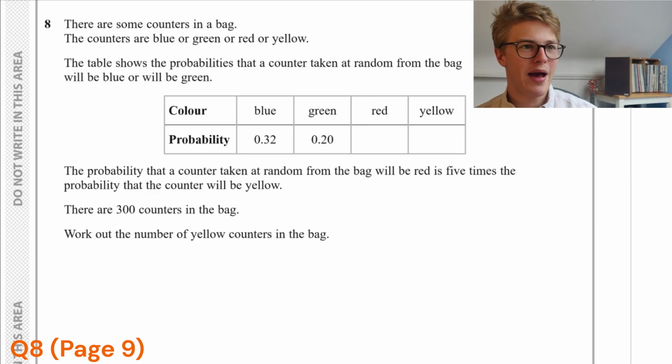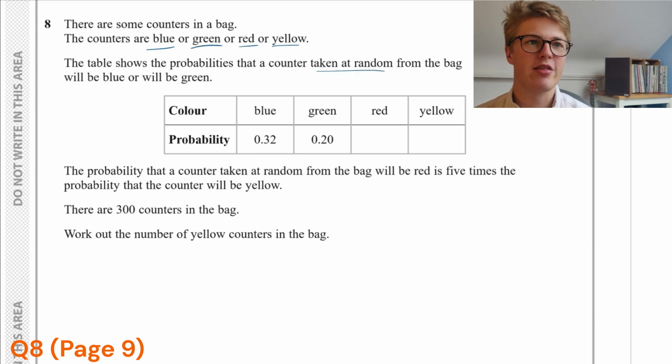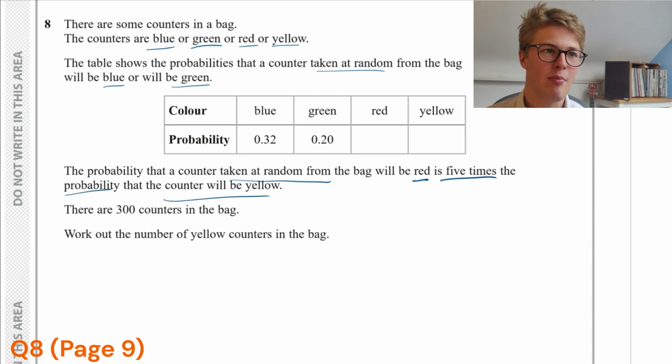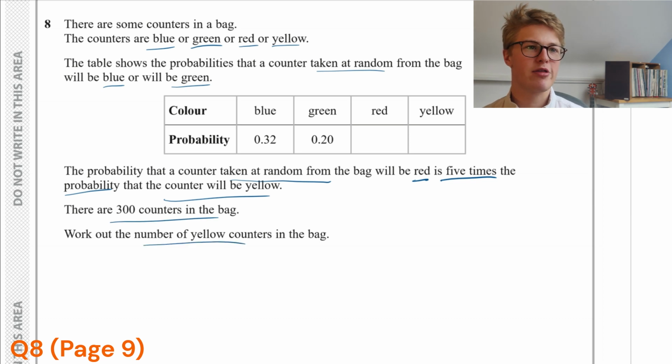There are some counters in a bag. The counters are blue or green or red or yellow. The table shows the probabilities that a counter taken at random from the bag will be blue or will be green. The probability that a counter taken at random from the bag will be red is 5 times the probability that the counter will be yellow. There are 300 counters in the bag. Work out the number of yellow counters in the bag.